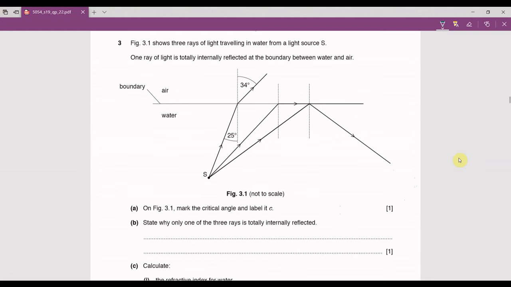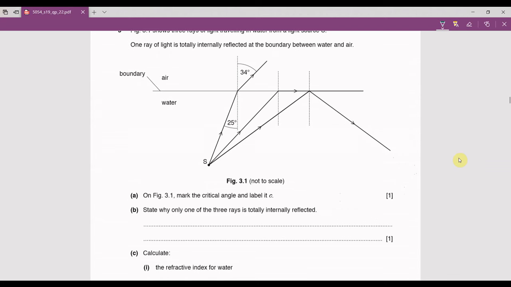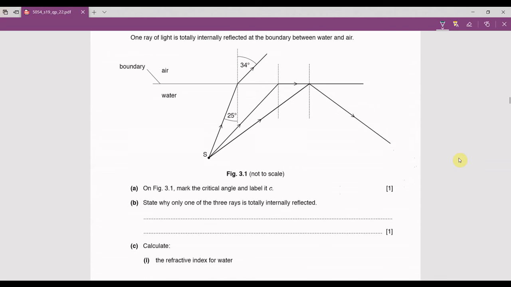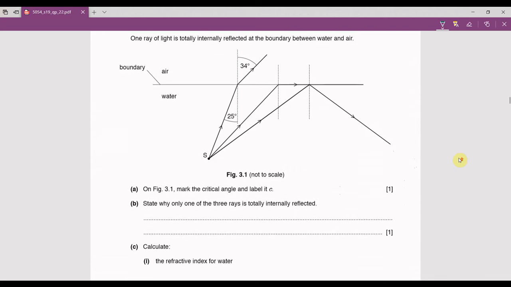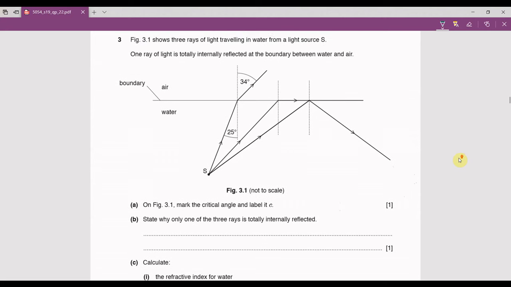The second one is then also refracting, but it goes right along the boundary between the air and water. So in this case, the refraction is so large that your angle of refraction is basically 90 degrees. And in the third case, the beam is just reflecting back. So that's the case of total internal reflection. Part A says, on figure 3.1, mark the critical angle and label it C.